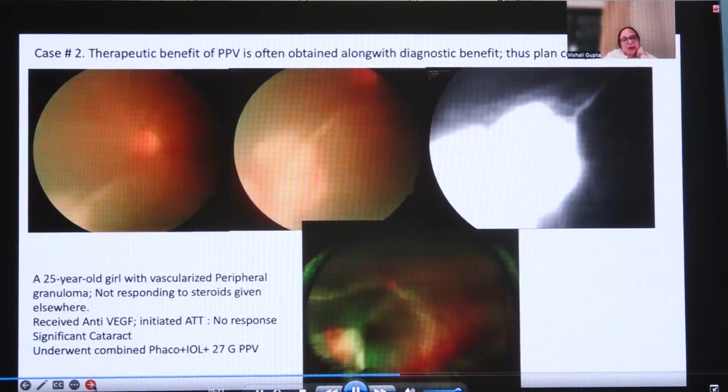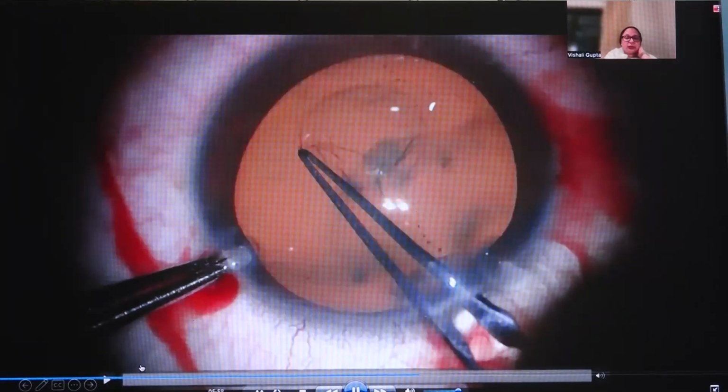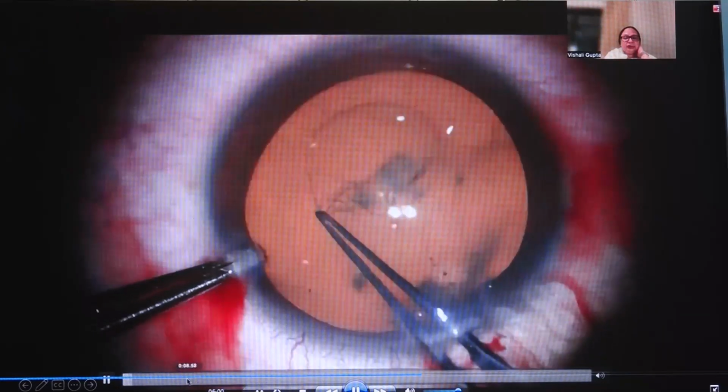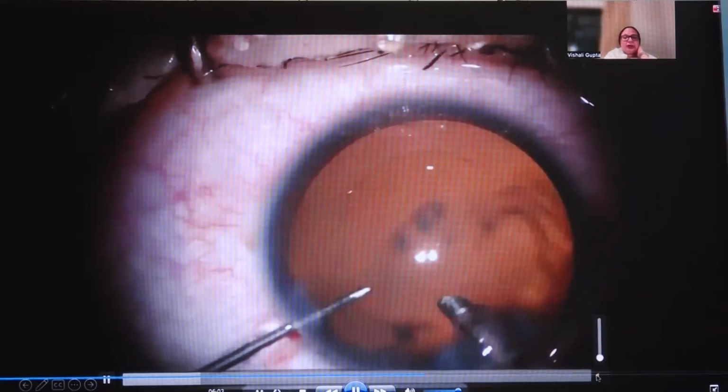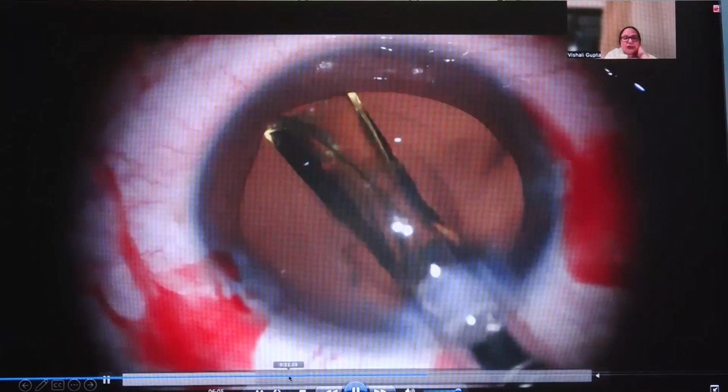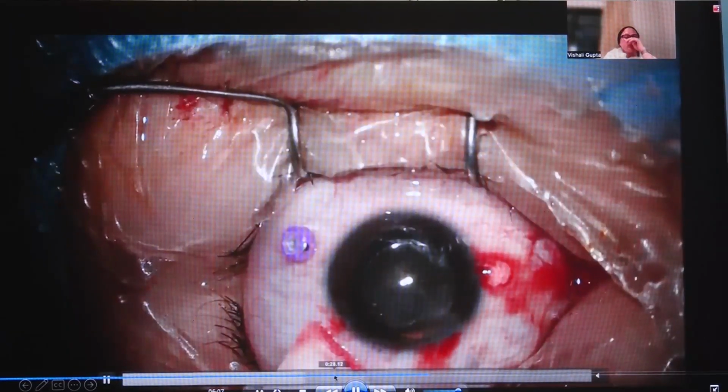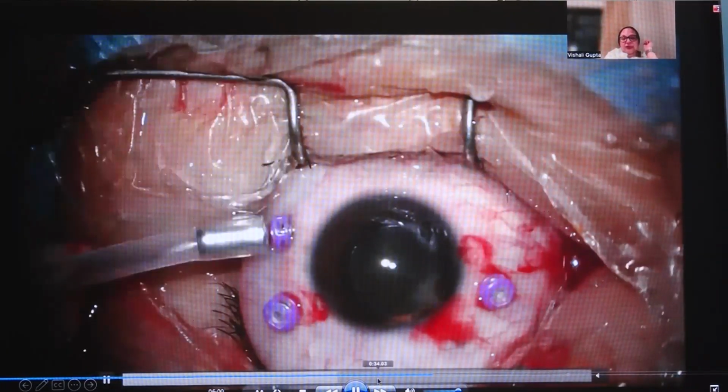Many times, the vitrectomy is a combination of diagnosis and therapeutic benefit. For example, this young girl who had vascularized granuloma had received TB treatment in the past and was not responding. She had developed complicated cataract, so we decided to go ahead with the cataract surgery, putting an implant, and then going in doing a 27G vitrectomy. And you can see this is under air to take the undiluted sample.